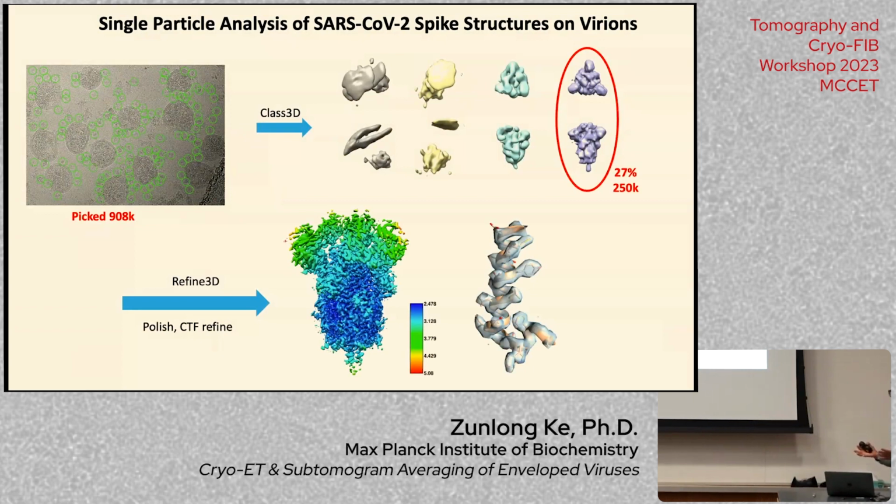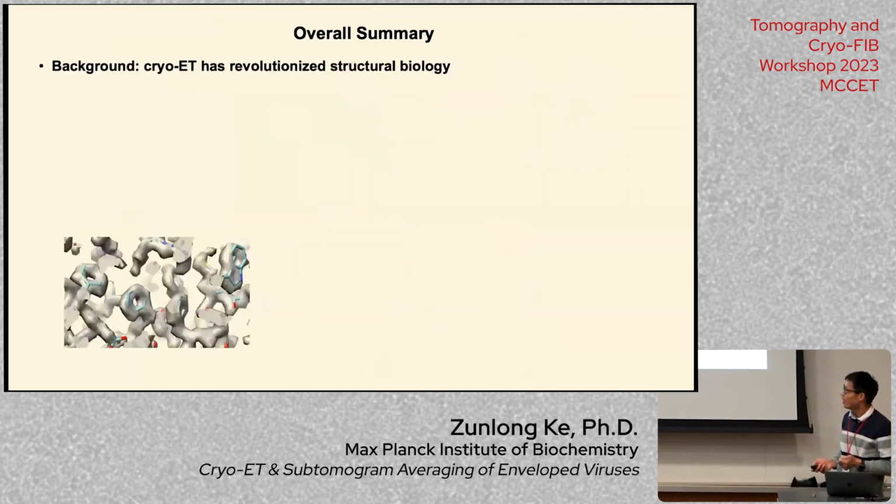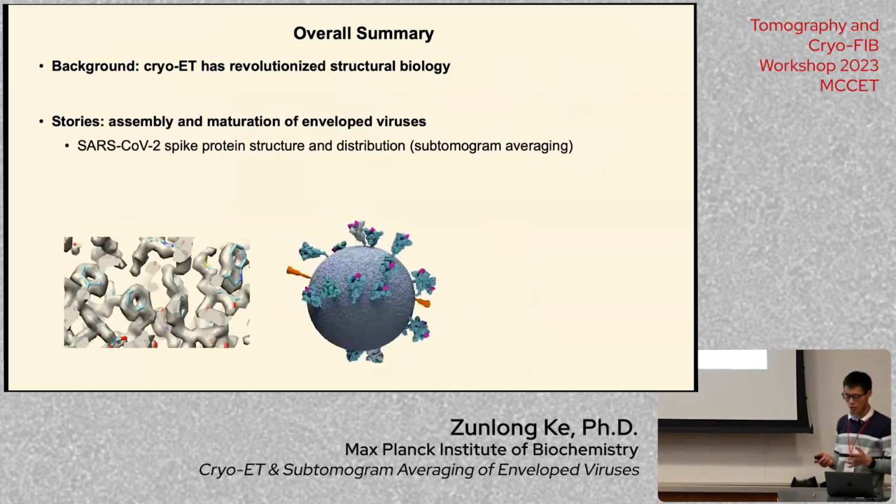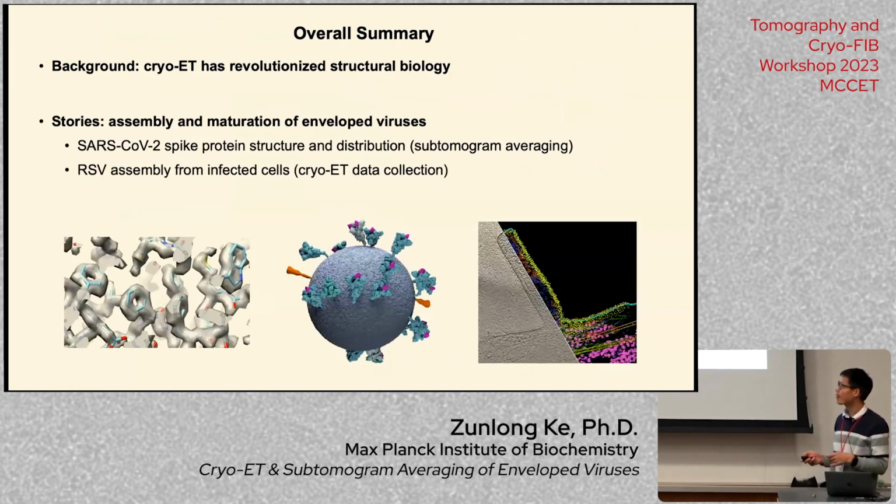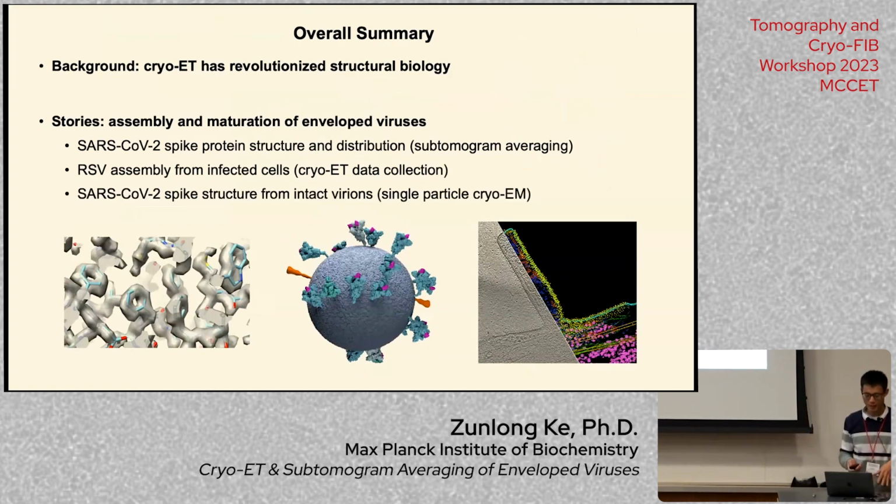I just want to point out that with the sample you have, you can try different ways to get high resolution. But what we don't have using this way is the information we would otherwise have, like the tilt angle and those kinds of things. So I think a hybrid approach would be great. To summarize, I shared the Cryo-ET evolution, stories on the SARS-CoV-2 spike and how they distribute, and also the assembly of this RSV.